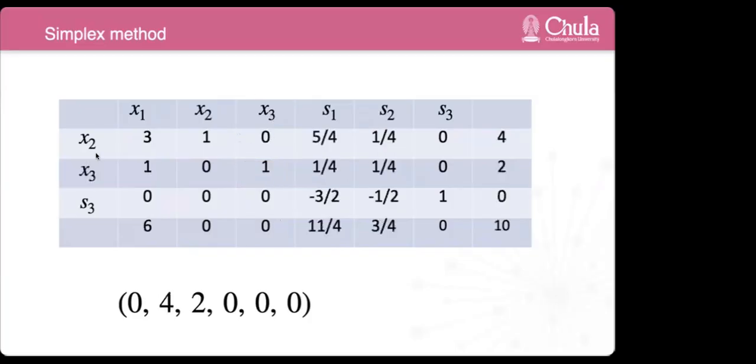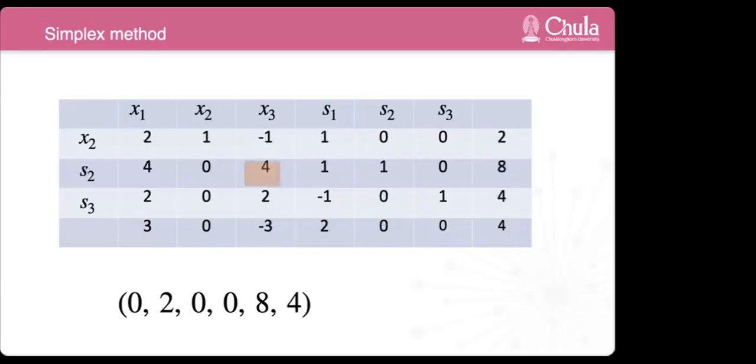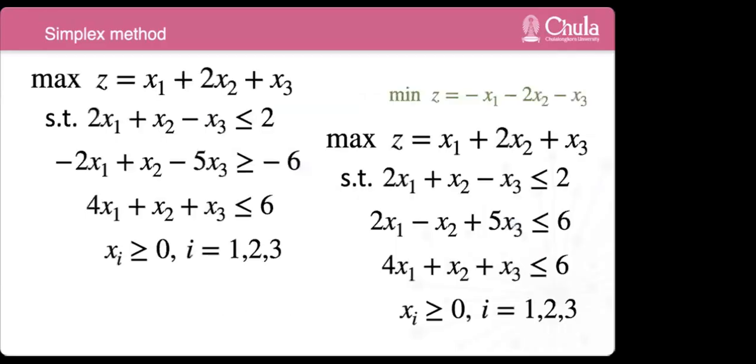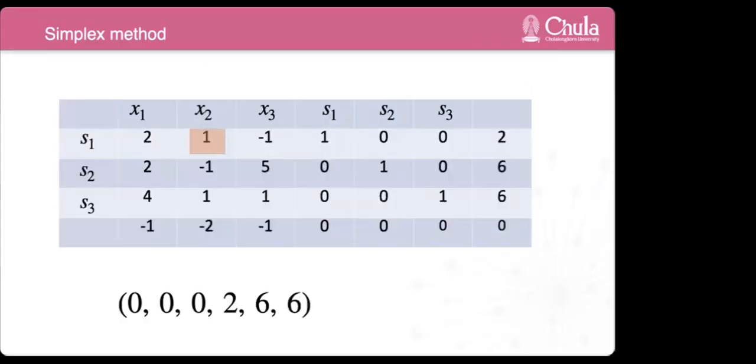So what do we have now? We have basic variables x2, x3, s3, right? And you see that no more negative coefficient. Then we stop here. Okay? We stop at this point. This is our solution. This one. This one. This one. This.